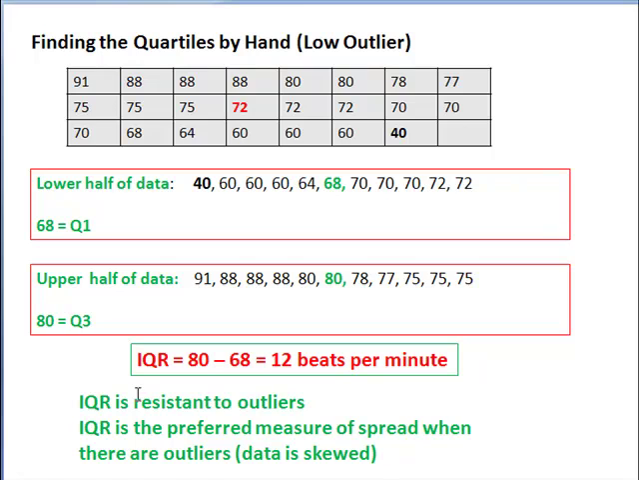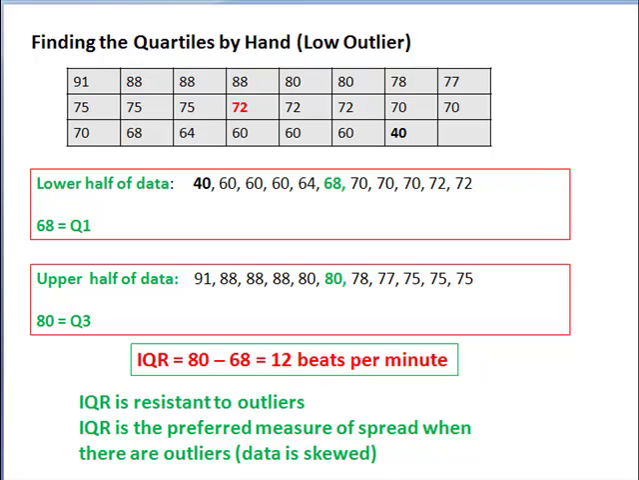Before we leave the concept of the IQR, we consider how it is affected by outliers. So I have changed the previously low data value of 51 to 40. A pulse rate of 40 is much lower than all of the other data values. It is an outlier on the low side. Notice, however, that Q1 is still 68. The value of Q1 only depends on the middle value, not the extreme values.